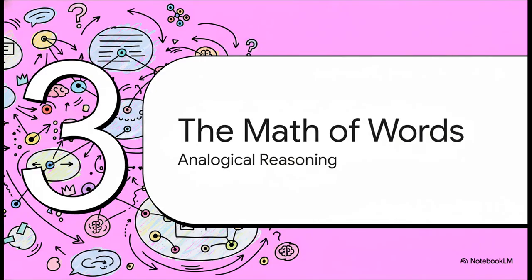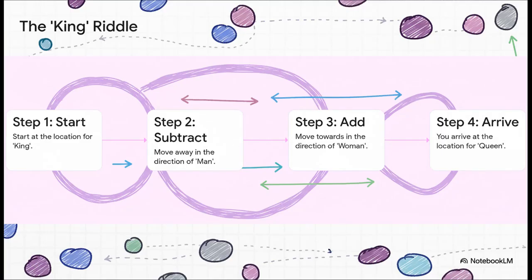But it gets even cooler. Once every concept has coordinates, you can actually start to do math on them. And this is where things go from just being clever to being truly mind-blowing. Remember our riddle from the beginning? Let's solve it on the map. You can see here, we start at the coordinate for king. Then we literally subtract the vector for man, so we move away from that concept, and we add the vector for woman. And where do we land? Bam! Right at the coordinate for queen. It's not magic, it's just math.